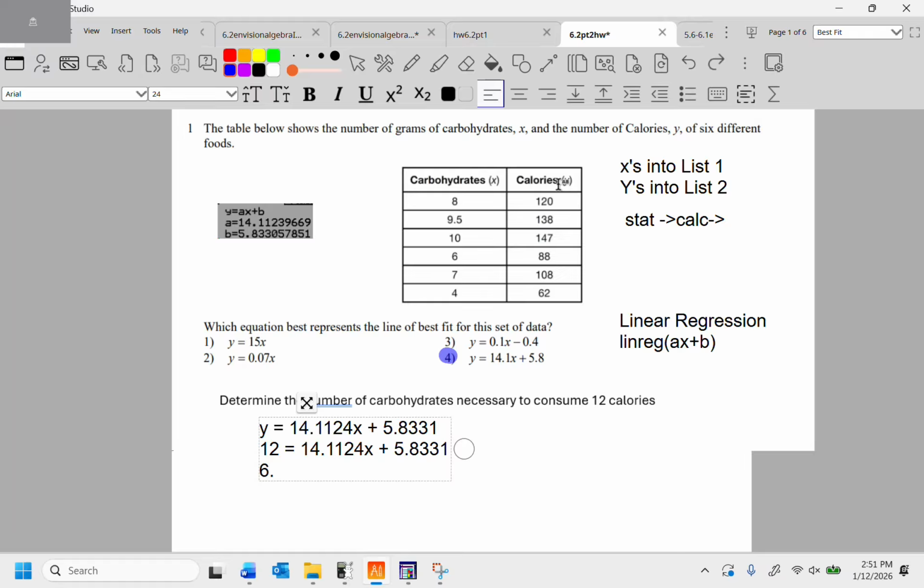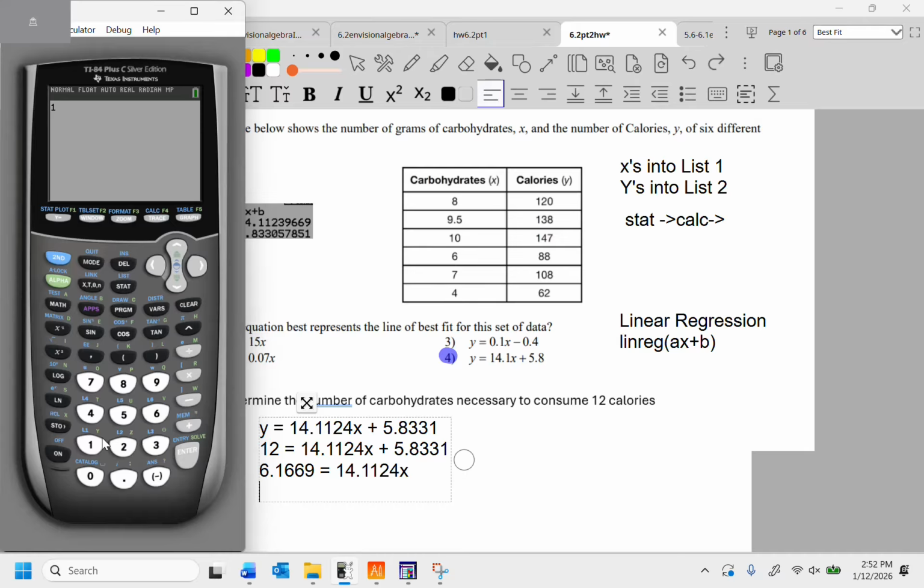It's 6.1669. That should work. That's 14.1124x. And the next move would be to divide out that 14.1124. Anyways, let's check my math on the 12 minus here, because I am exhausted. I've had about as much sleep today as Dakota gets, which is not much. So cool, that was right.